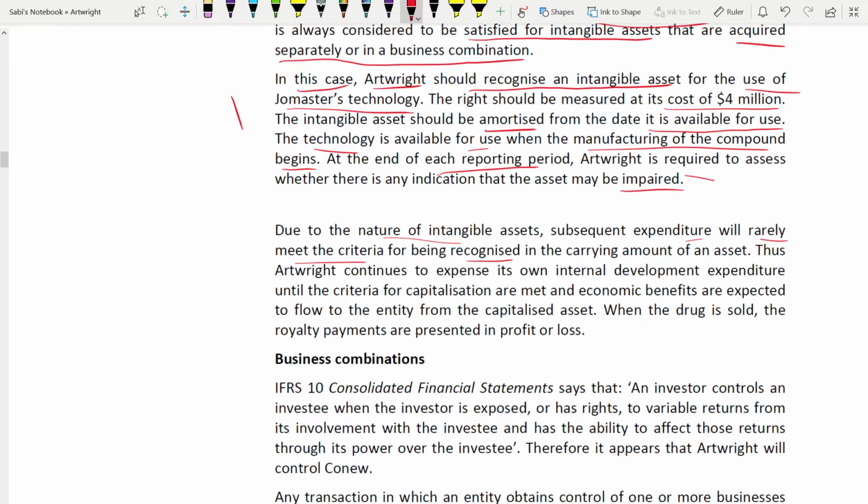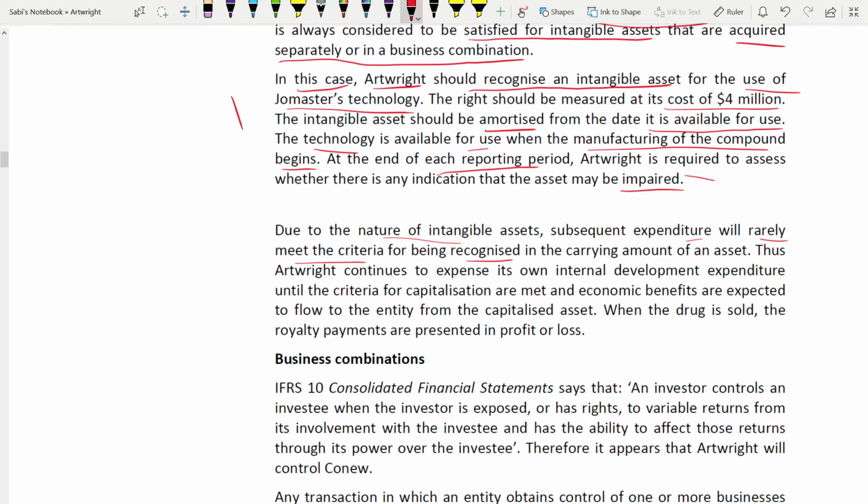Understood? What does it mean? In other words, you cannot capitalize subsequent expenditure because the nature of intangible asset is such that it's hard to capitalize. You have to see whether it meets certain criteria or not. Research cost, you anyway cannot capitalize it. It's always expense. But development expenditure, you have to check for the criteria. If certain criteria is met, you capitalize, otherwise take it as an expense. That's why all subsequent expenditure you cannot capitalize it.